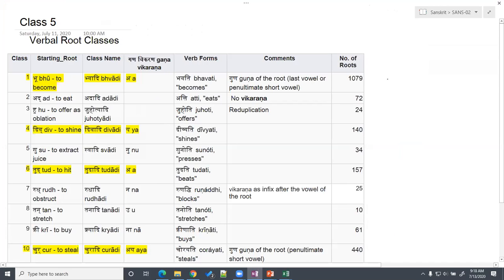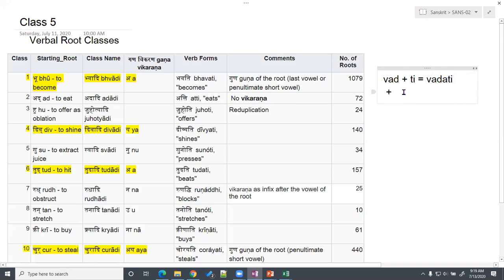So we know that Vad is a root, and T is the ending, and we have the form as Vadati. This pen today is not working very well, so I'll just write it with the type.